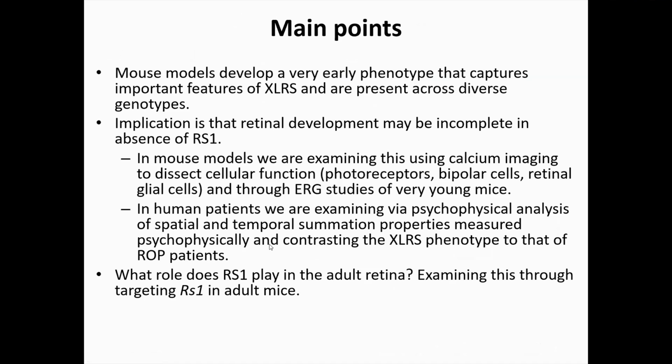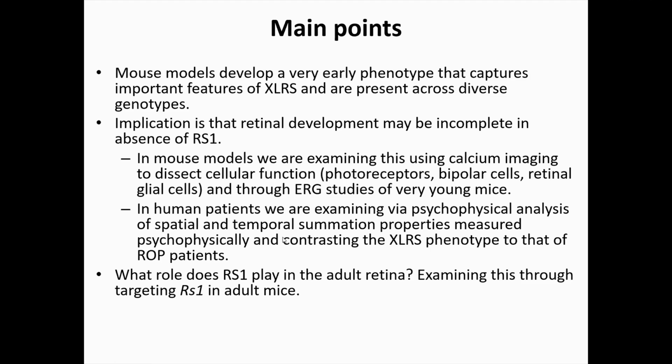So just to summarize, our mouse models develop a very early disease phenotype that is not dependent on the specific genetic mutation. Similarly, we believe it's likely that the human phenotype also starts very early, but it's very hard to get human patients at these young ages for these types of studies.